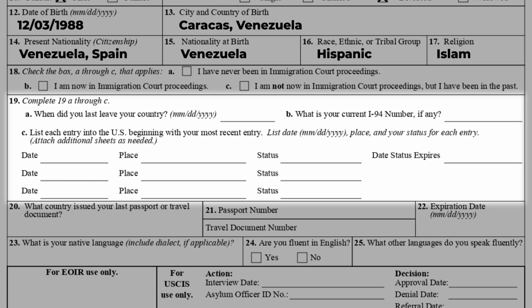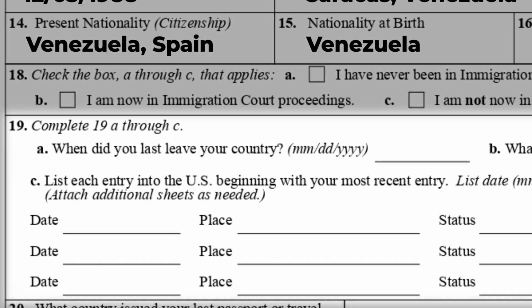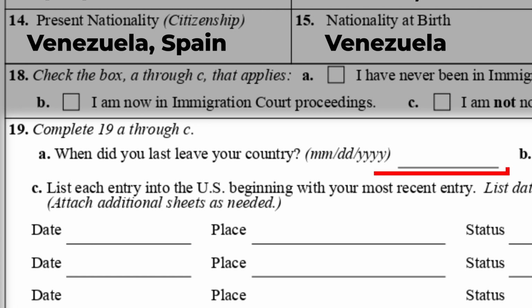This is about your departure from your own country and your entries into the United States. So, subpart A asks when you last left your country. They want to know the date, in month, day, year format, on which you last left the country of which you're a citizen. They're not asking here about when you left any other country you might have been in right before coming to the United States. They want to know when you last departed your own country.